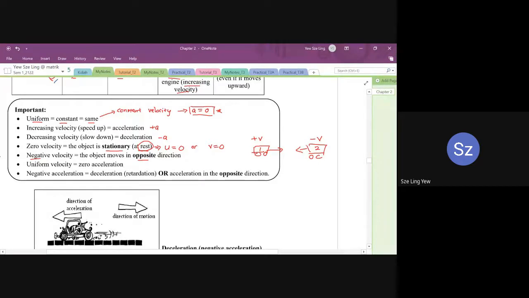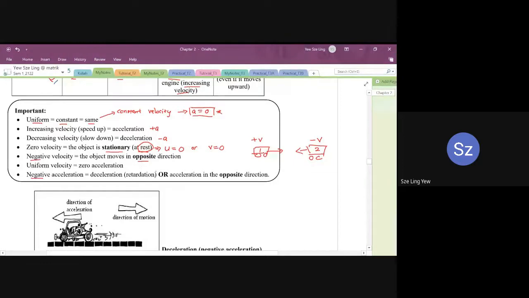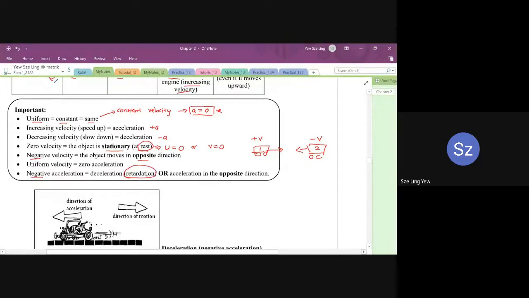So next one is the uniform velocity. I mentioned it before, you have zero acceleration. Now negative acceleration, this is a new term, retardation. Some of you might have seen it in your secondary school, and some of you might have never seen this term before. So retardation means deceleration. The object slows down. So it has two meanings: negative acceleration, deceleration, or accelerating in the opposite direction.